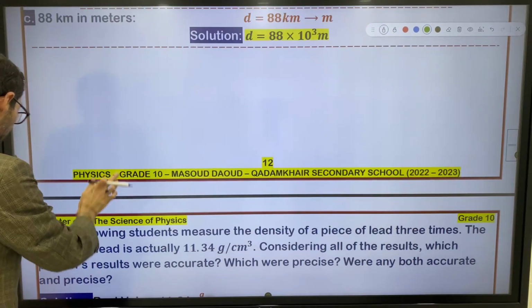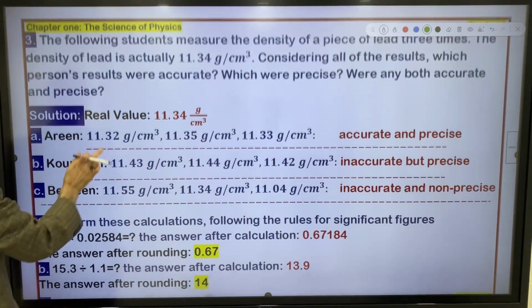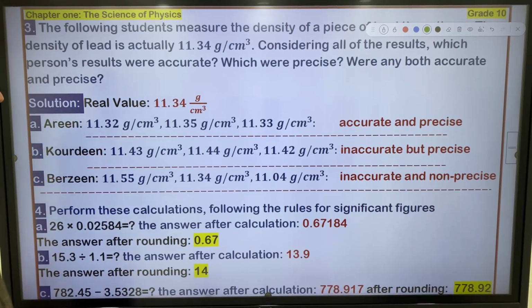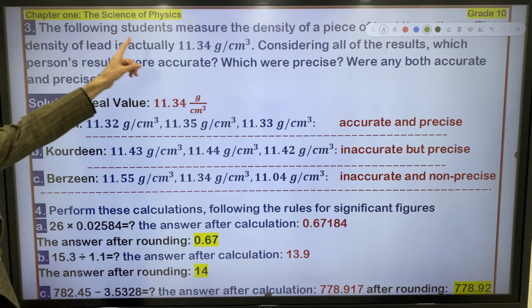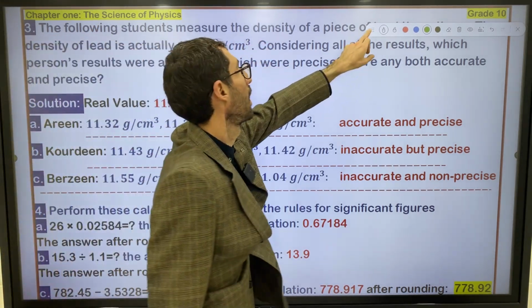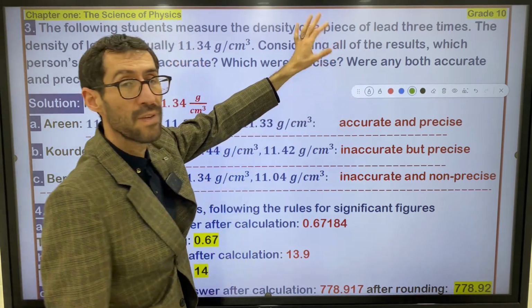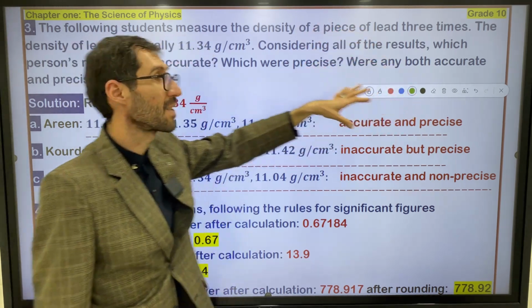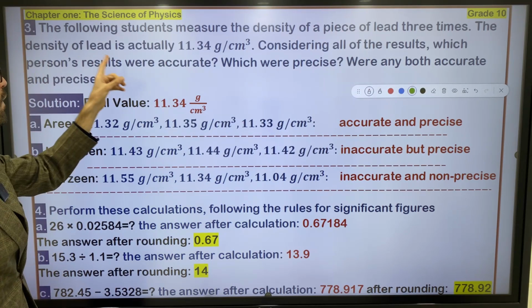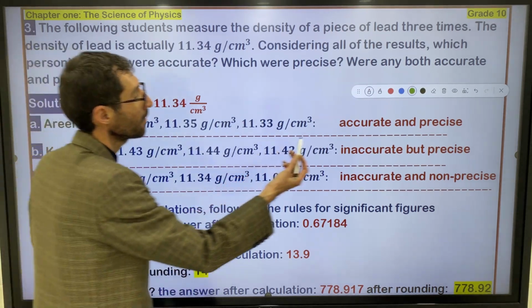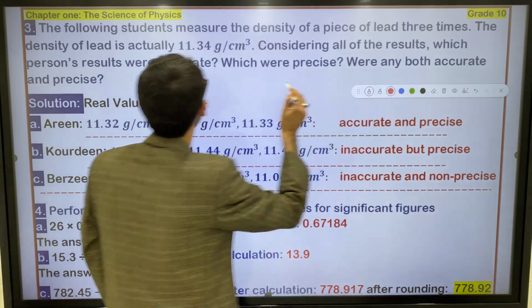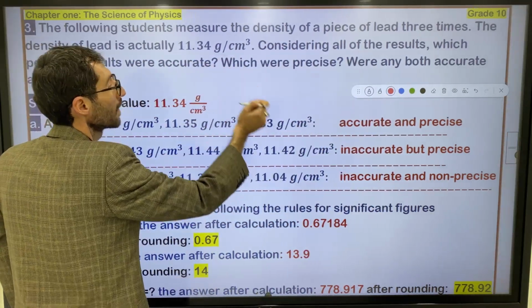Question number 3. It's about accuracy and precision. The following students measure the density of a piece of lead 3 times. The density of lead is actually 11.34 gram.